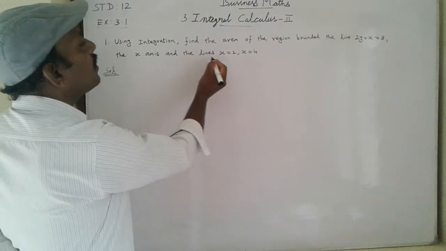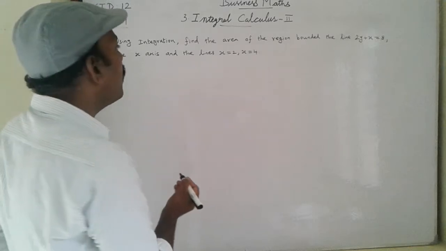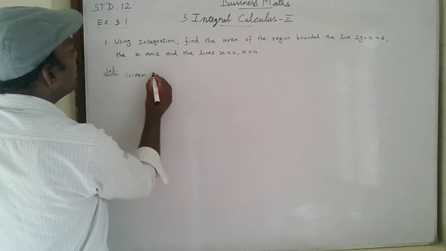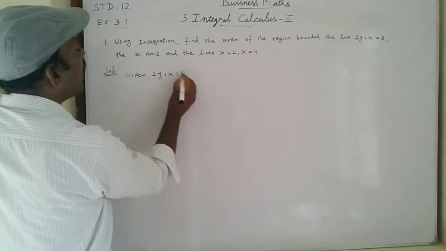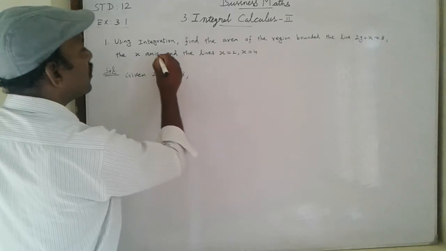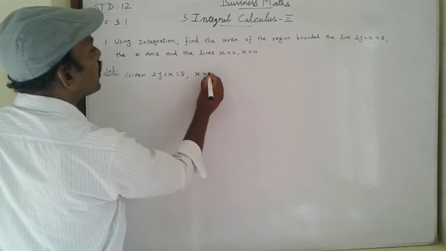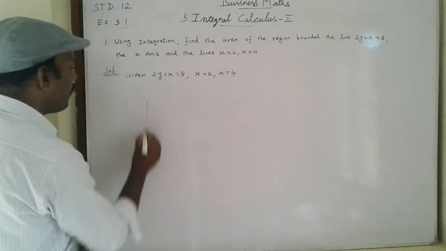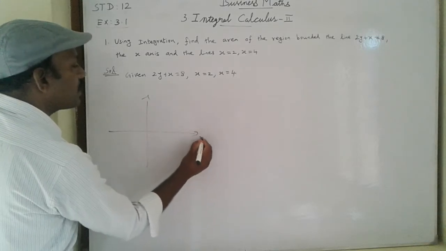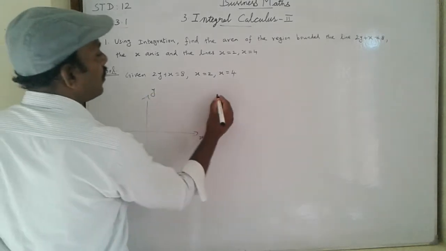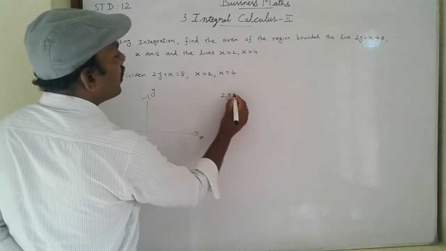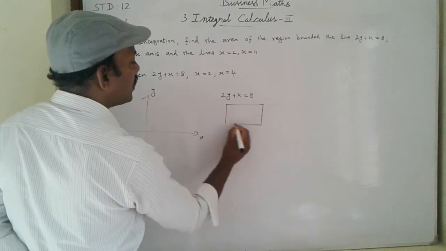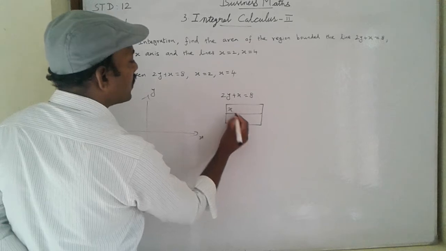8, the x axis and the lines x equal to 2, x equal to 4, is the limit given. 2y plus x equal to 8, and also given the x axis, x equal to 2 and x equal to 4. In graph form, we should first draw a graph, x axis, y axis. Given the question is 2y plus x equal to 8, we should find out the x and y values. That graph we should draw, x, y.